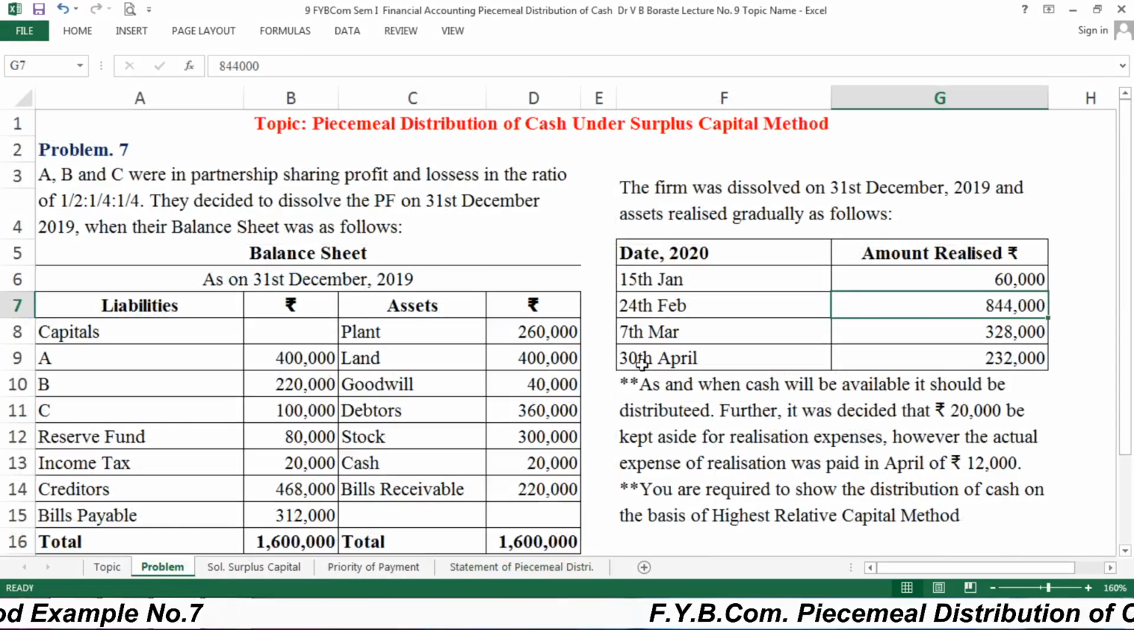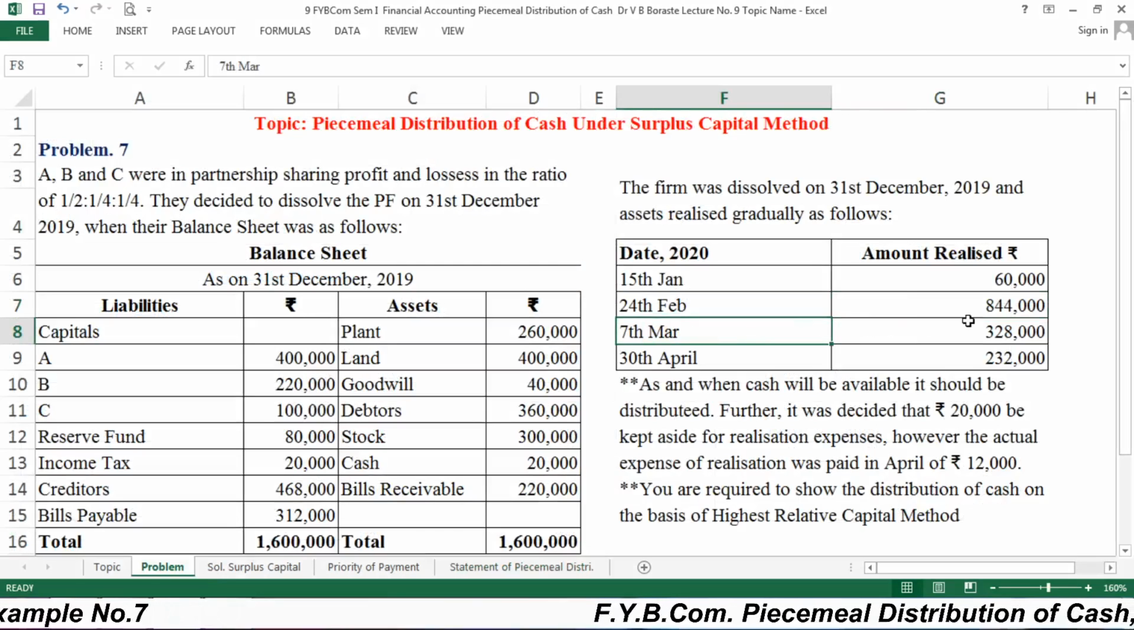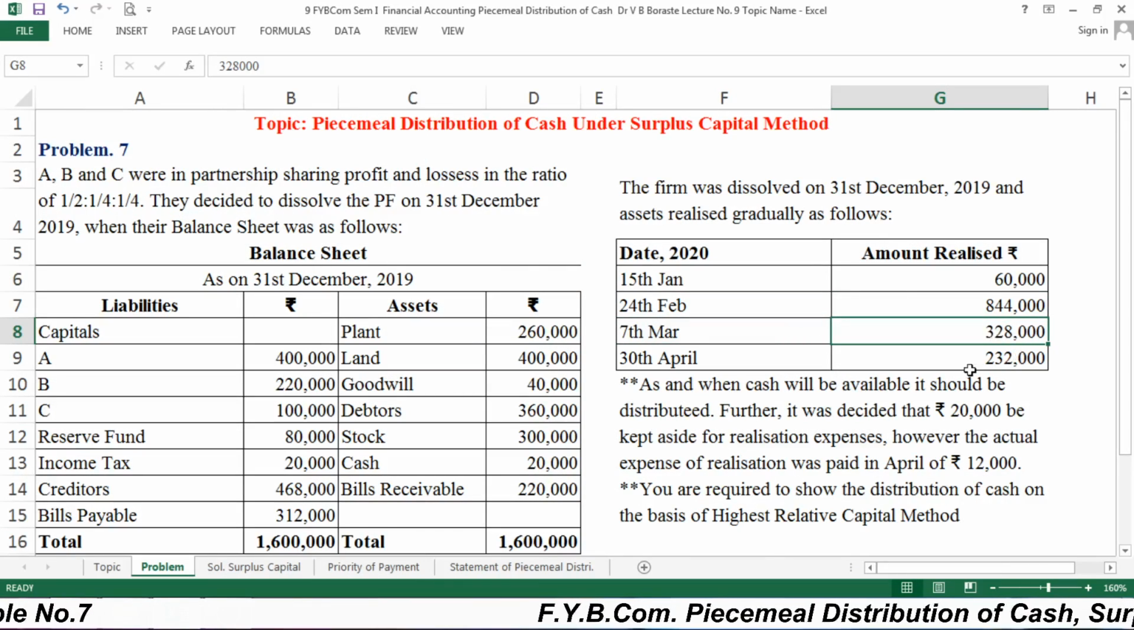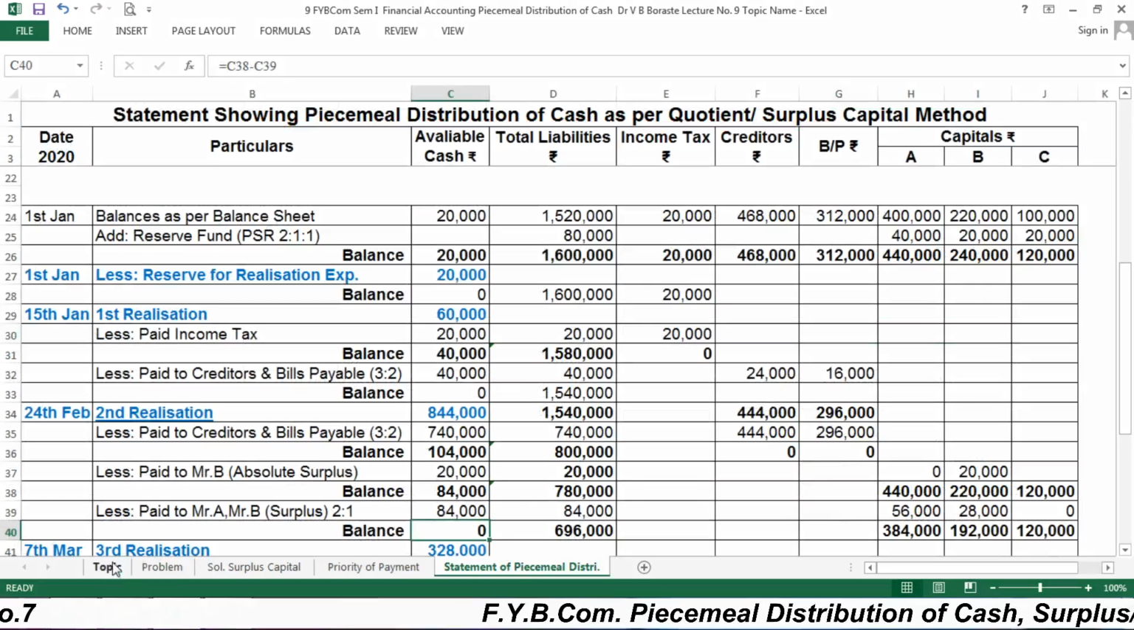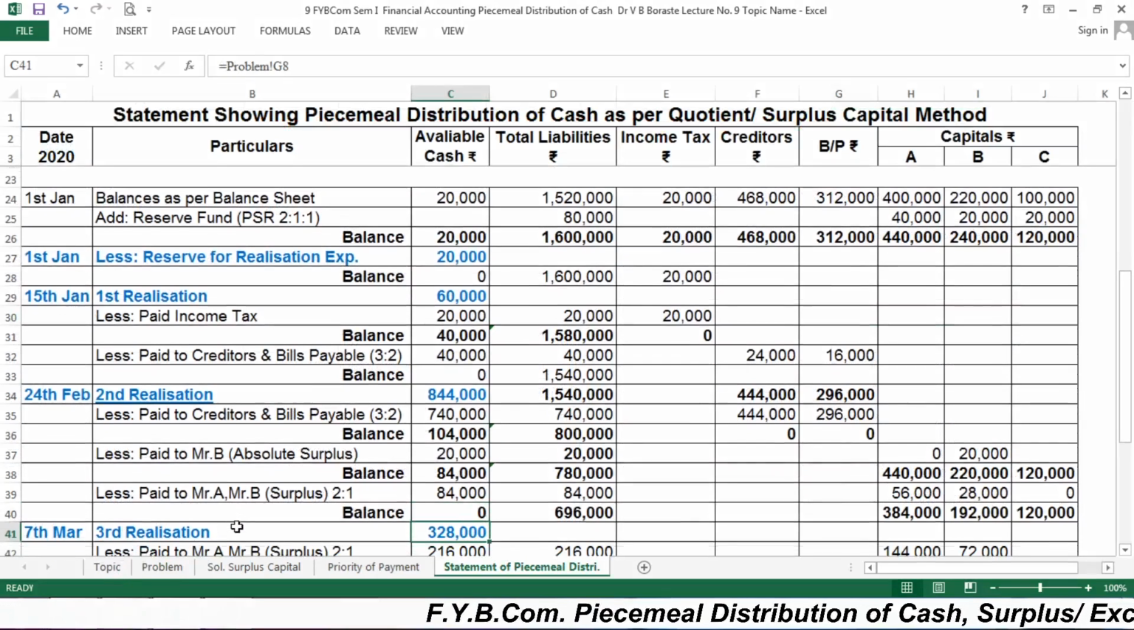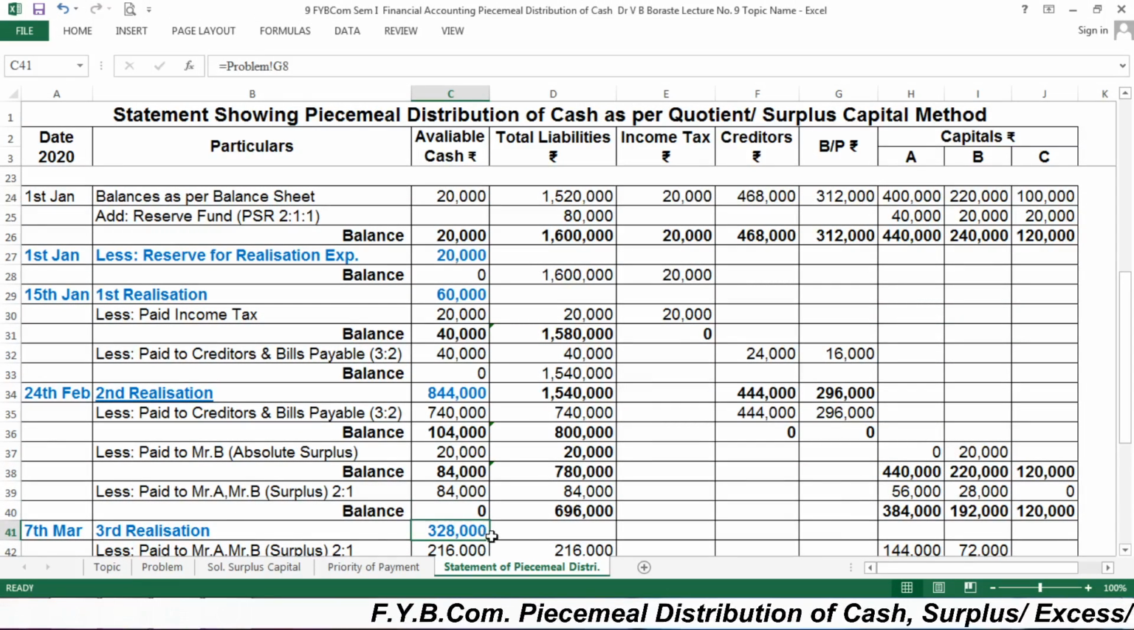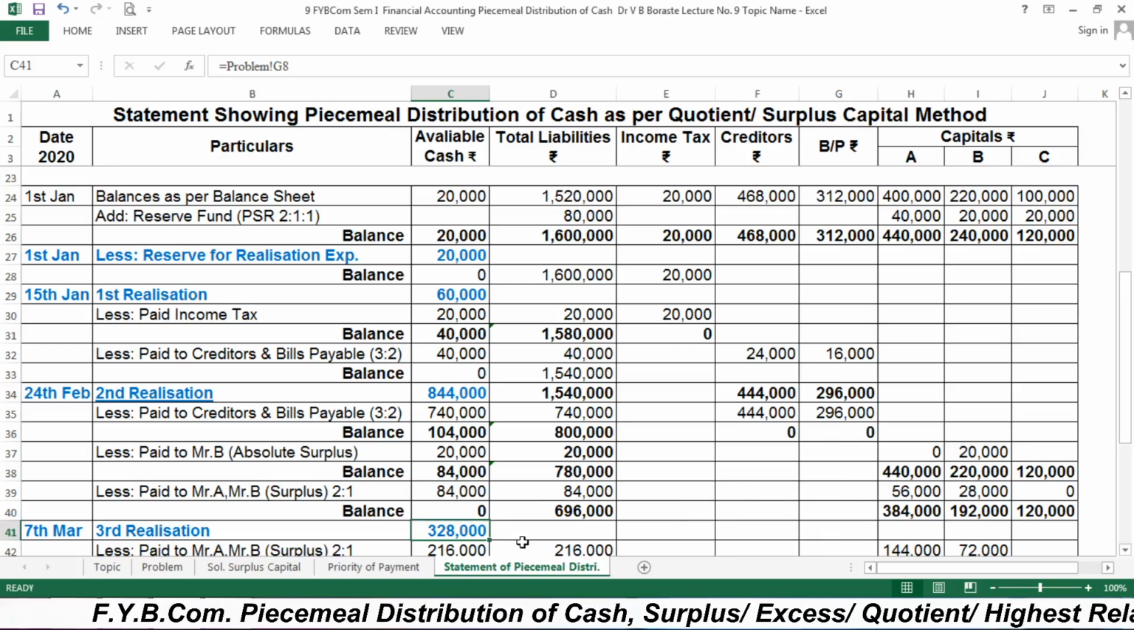So in this case we can call our third realization, which is on 7th March, that is 3,28,000. So here you can see the third realization on 7th March of rupees 3,28,000. First of all we have to pay 3 lakh to Mr. A and B. Out of 3 lakh we have paid 84,000. That means we still have a balance of rupees 2,16,000 payable to A and B.